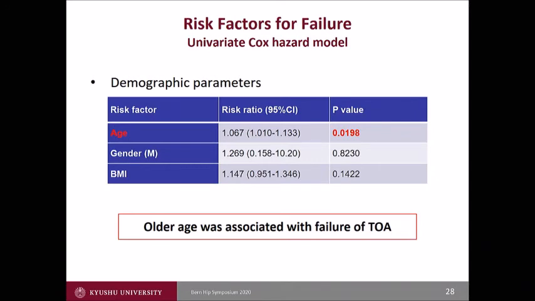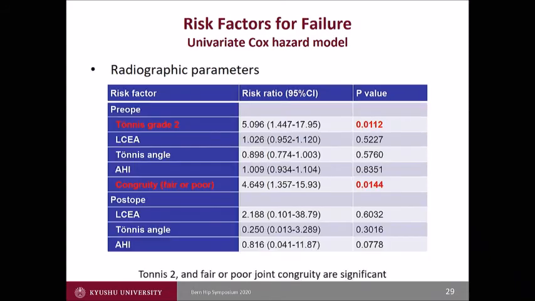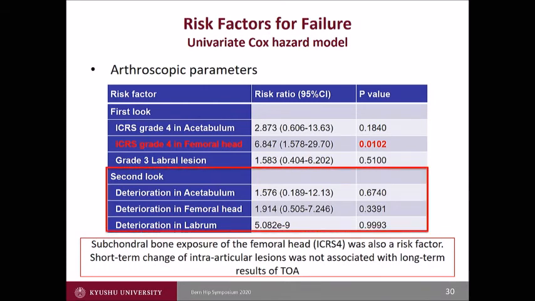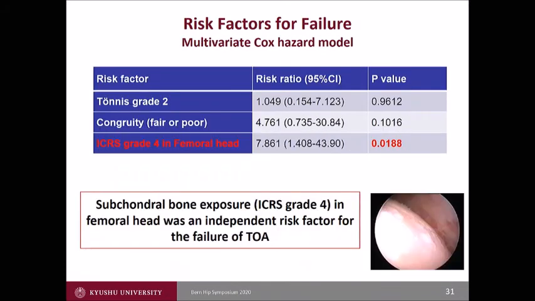So what are the risk factors for the failure? Older age was associated with failure of TOA. Tönnis 2 and fair or poor joint congruity were significant. The subchondral bone exposure of the femoral head was also a risk factor. But the short-term change of intraarticular lesions was not associated with the long-term result of the TOA. Multivariate analysis showed that advanced subchondral bone exposure of the femoral head was an independent risk factor for the failure of TOA.